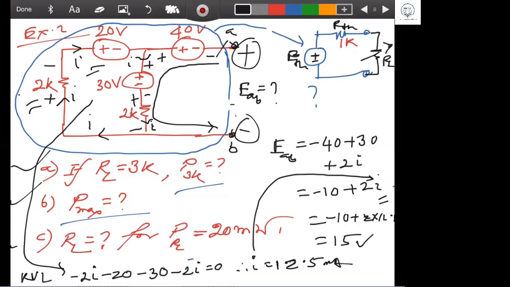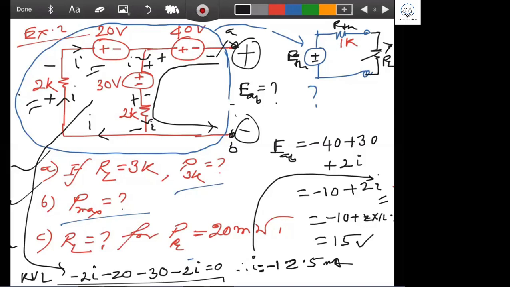All of you got something like this? EAB? Is it I equal to plus or minus 12.5? Somebody told me. Is it minus or plus 12.5? It is minus 12.5, isn't it? Yes, sir. So you should not make a mistake.